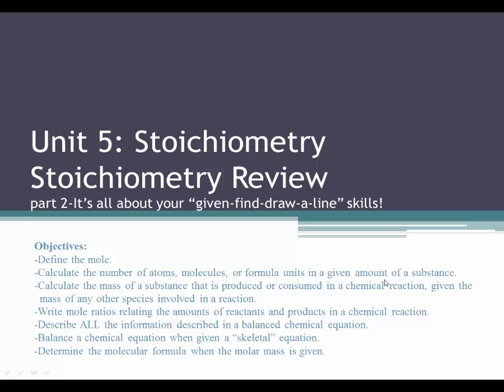We're going to calculate the mass of a substance that is produced or consumed in a chemical reaction given the mass of any other species involved in a reaction. We're going to write mole ratios relating amounts of reactants and products in a chemical reaction. We're going to describe all the information described in the balanced chemical equation. And finally, we're going to balance a chemical equation when given a skeletal equation.